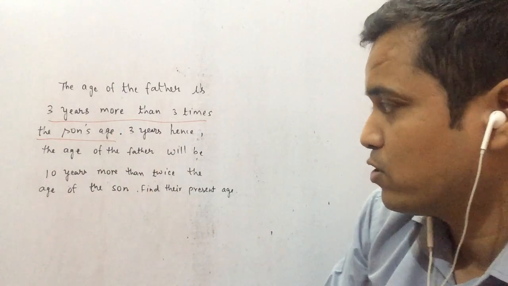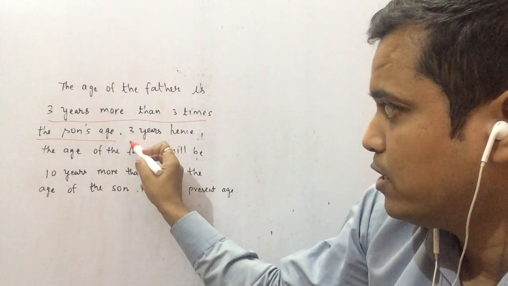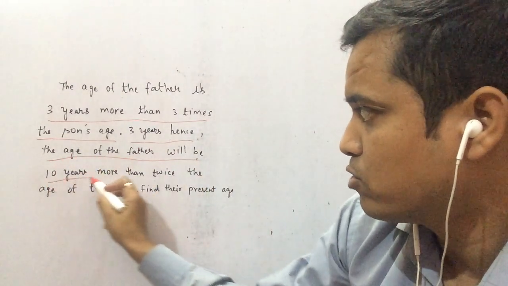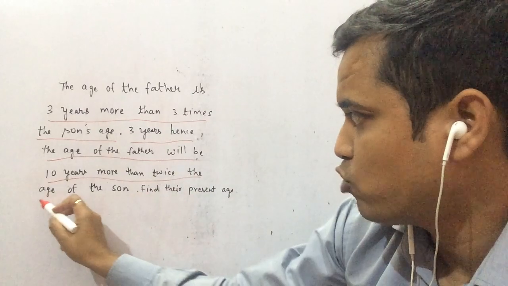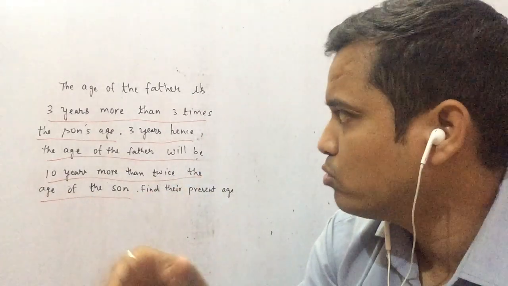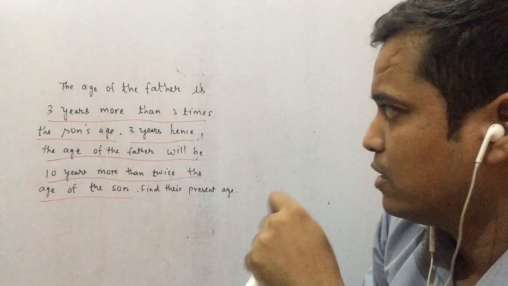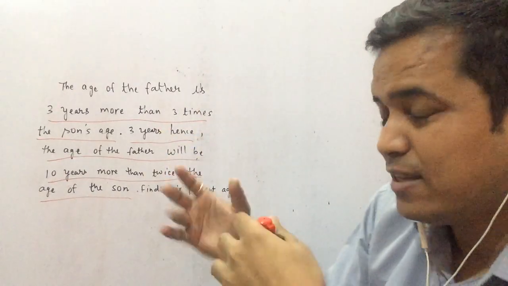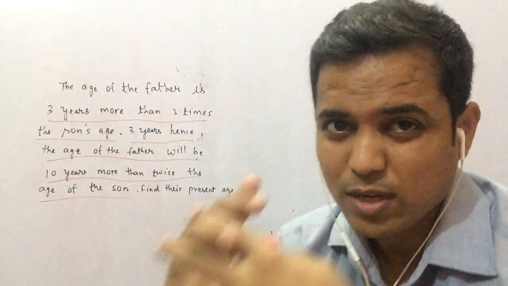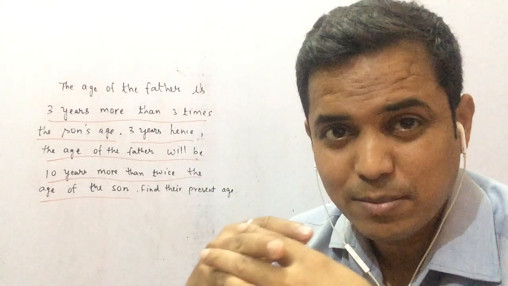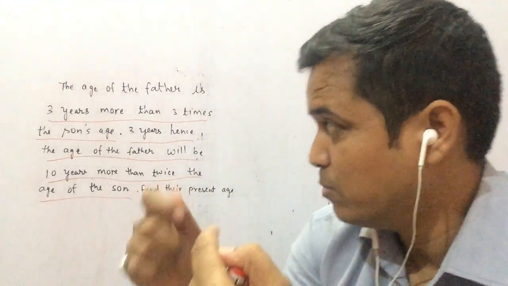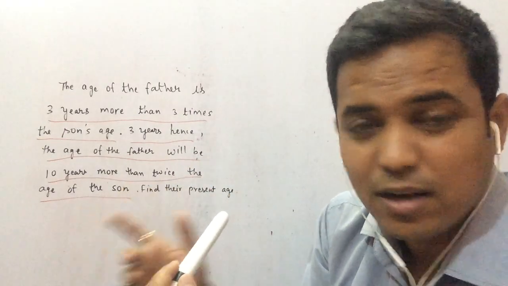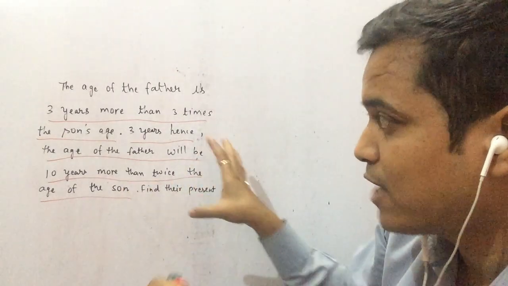Here, the age of the father is 3 years more than 3 times the son's age. This is the first equation here. And 3 years hence, the age of the father will be 10 years more than twice the age of the son. So this is the statement actually, and we are going to manipulate this statement into an algebraic expression. So what I have taught you about algebra is that it is a branch of mathematics in which symbols and alphabets are used to represent numbers and quantities.